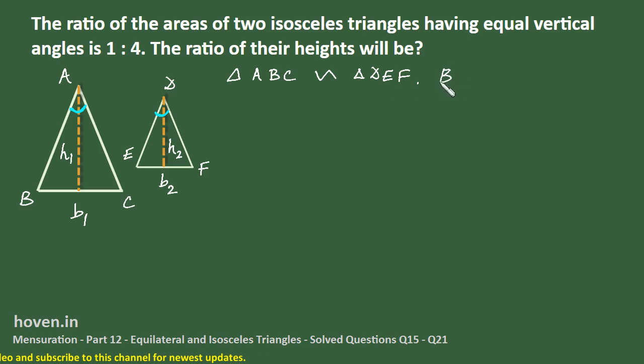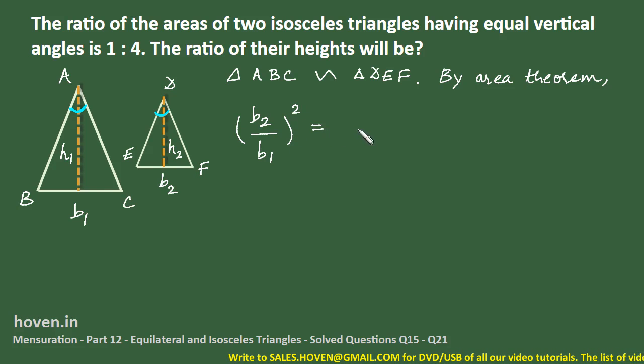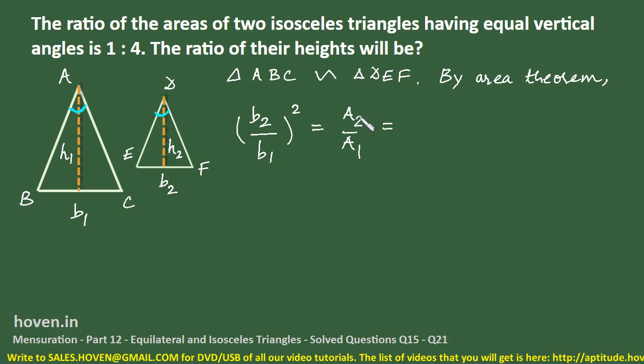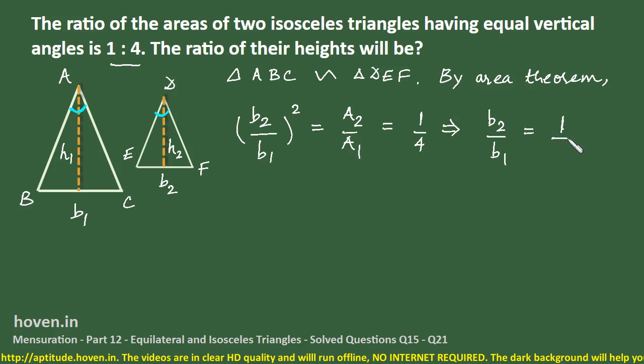And if they are similar, by area theorem, will apply to this case, the ratio or the square of the ratio of corresponding sides, that is B2 by B1 whole square, will be equal to the ratio of the areas of these two triangles. This ratio A2 to A1 has been given to us as 1:4. So we will write it as 1/4, which implies B2 by B1 will be equal to, the square root of this will be 1/2. So this is one thing that is available to us.